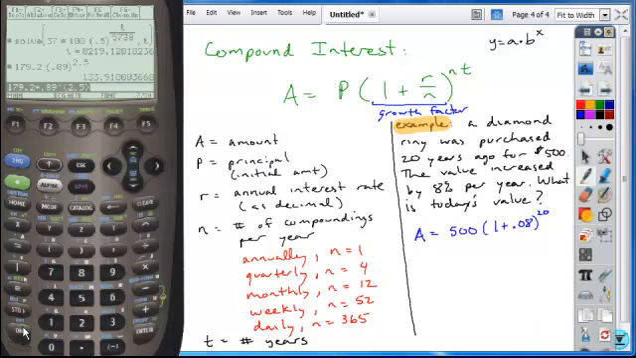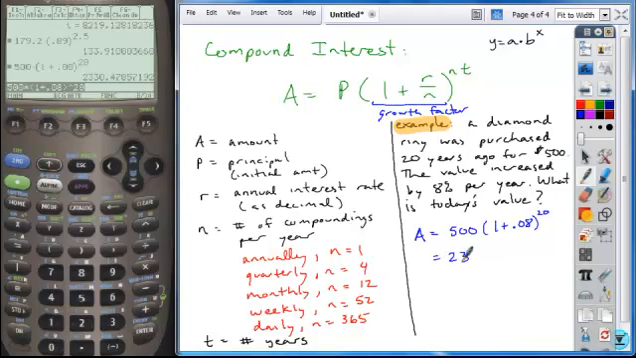So if we calculate this, we get 500 times the quantity. Now you could do this in your head or you could add it, but 1.08 to the power of 20. And we get our answer to be $2,330.48. So that would be the value after 20 years.